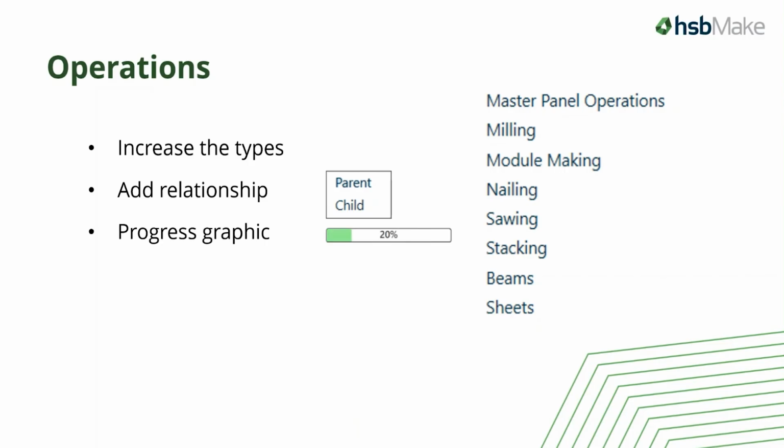We've also added in a progress graphic so you can see whether the operation has actually been completed or not. And we've changed within the software how the operations look. So they now have a tree view showing what they relate to and which operations are being used. Now let's move on to have a look, see how this works inside the software.